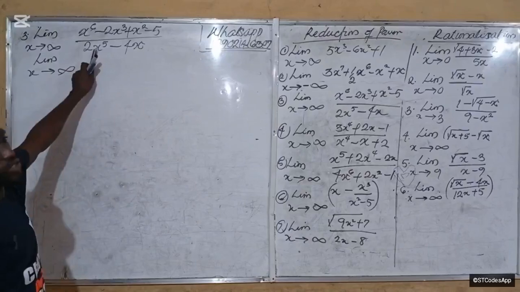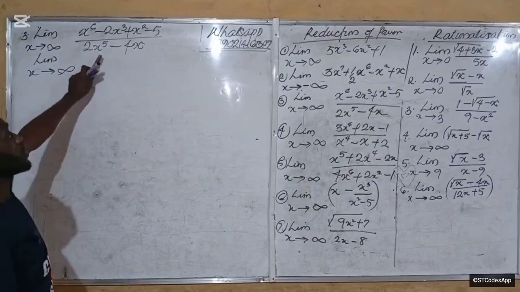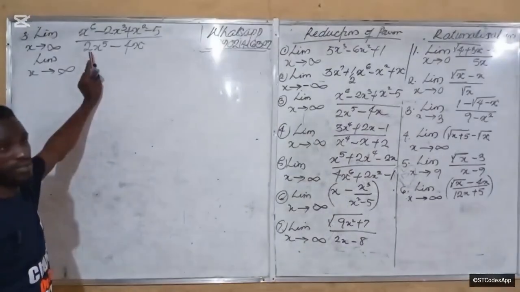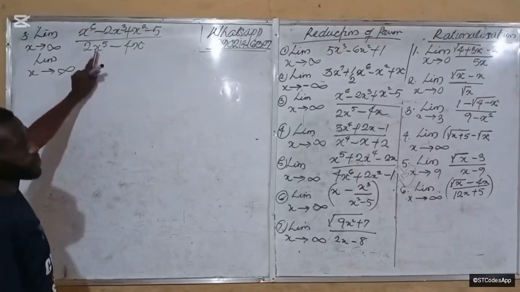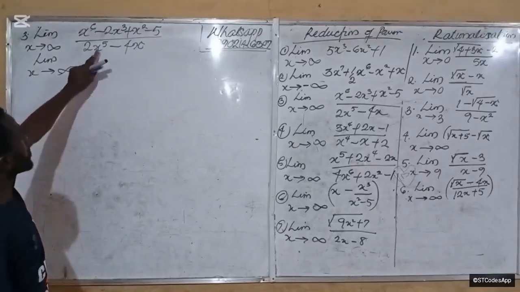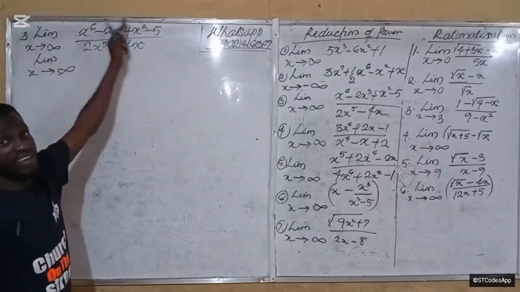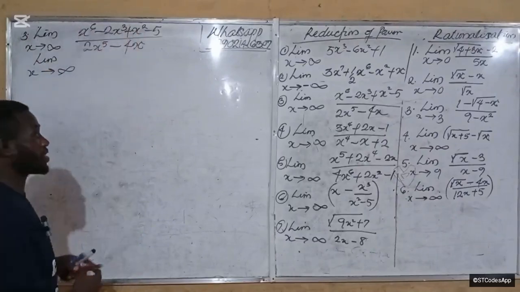The denominator is x raised to the power 5. So it has the highest power, which is x raised to the power 5, okay? So that x raised to the power 5 is what you will now use to divide everybody on top and under. Does that make sense?